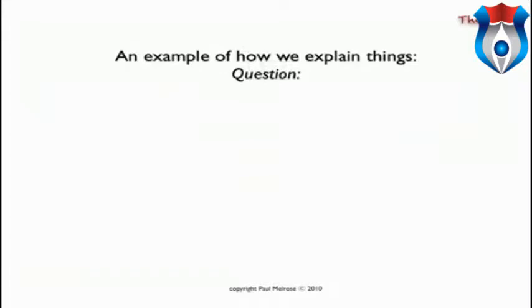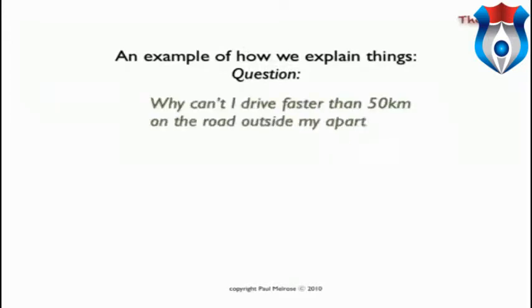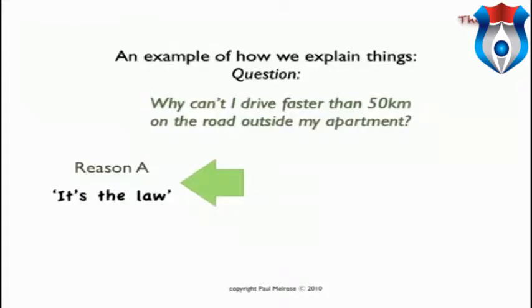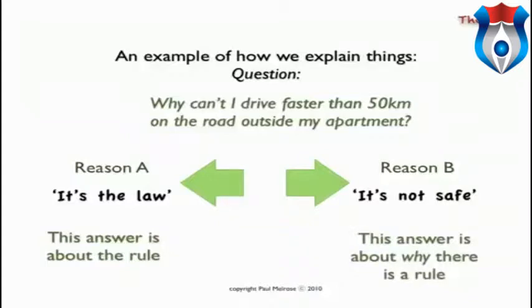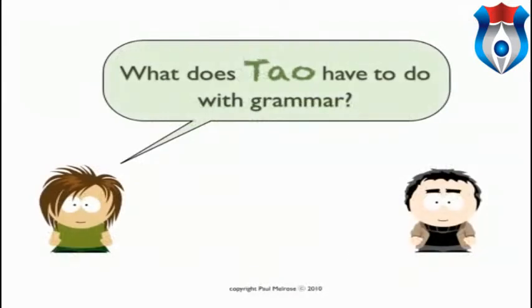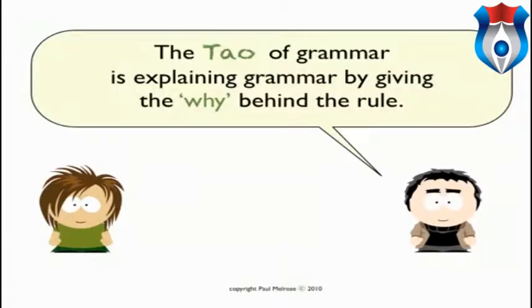Let's have a look at a way of explaining questions, and we can see how the idea of Tao can work for us. Why can't I drive faster than 50 kilometers on the road outside my apartment? Reason A, it's the law. Reason B, it's not safe. Reason A is an answer which is a rule, and reason B is an answer which is a why. It's a reason behind the rule. Now, what does this have to do with grammar? Well, the Tao of Grammar is explaining grammar by giving the why behind the rule.